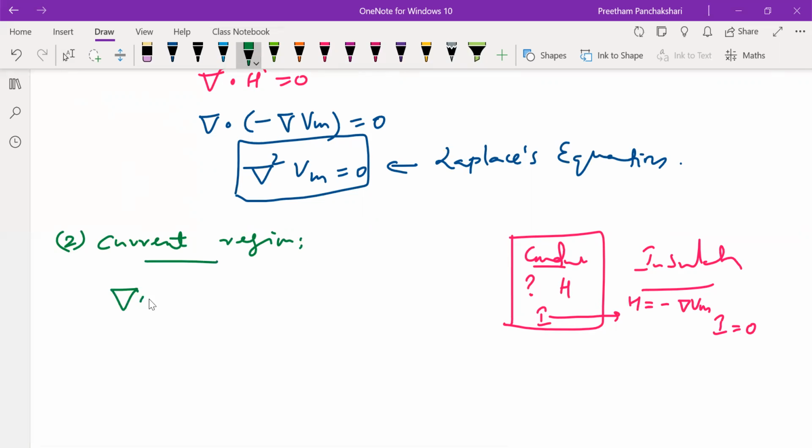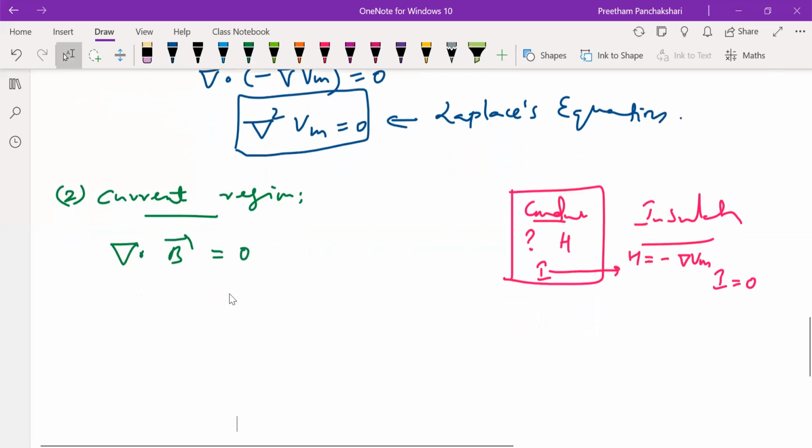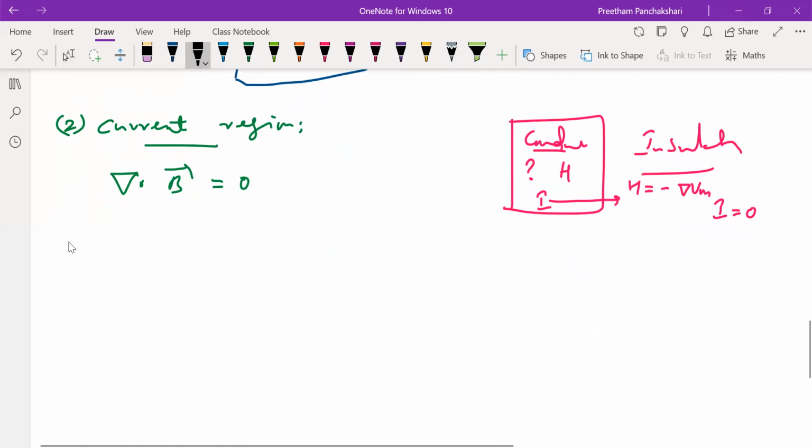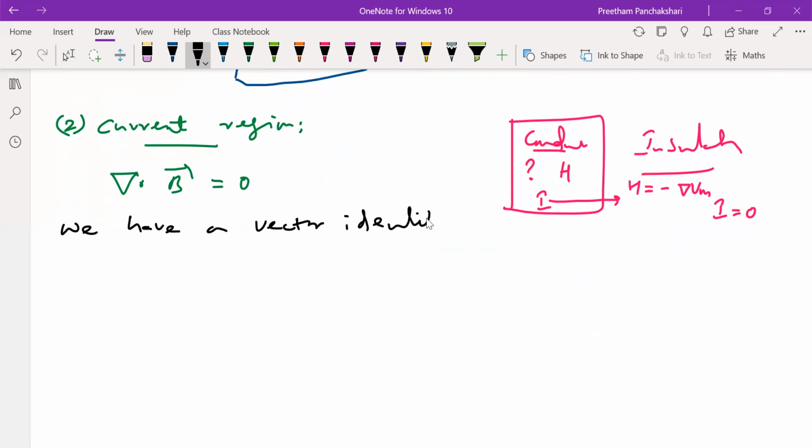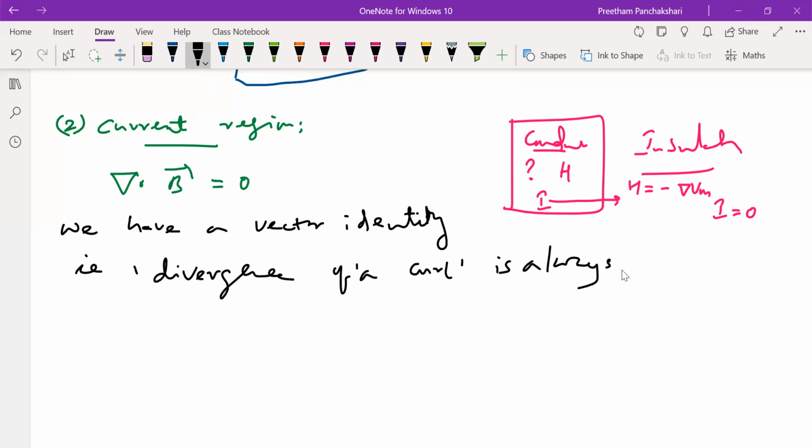For that, let me consider this relation again. Divergence of vector B is equal to 0. We have a vector identity which helps us. That is, divergence of a curl is always 0. This vector identity is available in vector algebra, according to which divergence of curl of any vector is always 0.